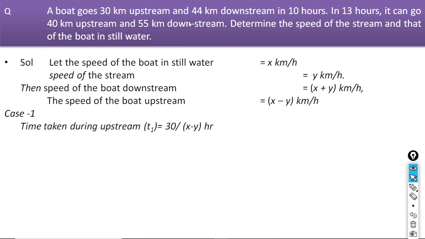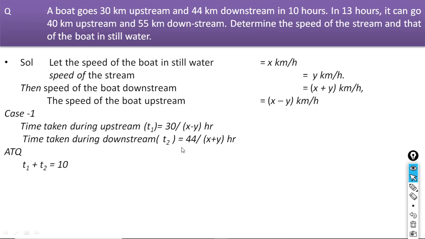Time taken during upstream will be equal to distance upon speed. As we discussed here, for upstream the distance given in the question is 30, and the speed is x minus y. Second, during downstream, 44 divided by x plus y. This is the time taken during downstream. Total time is given in the question as 10 hours. So t1 plus t2 is equal to 10. Substituting the values, 30 upon x minus y plus 44 upon x plus y is 10.